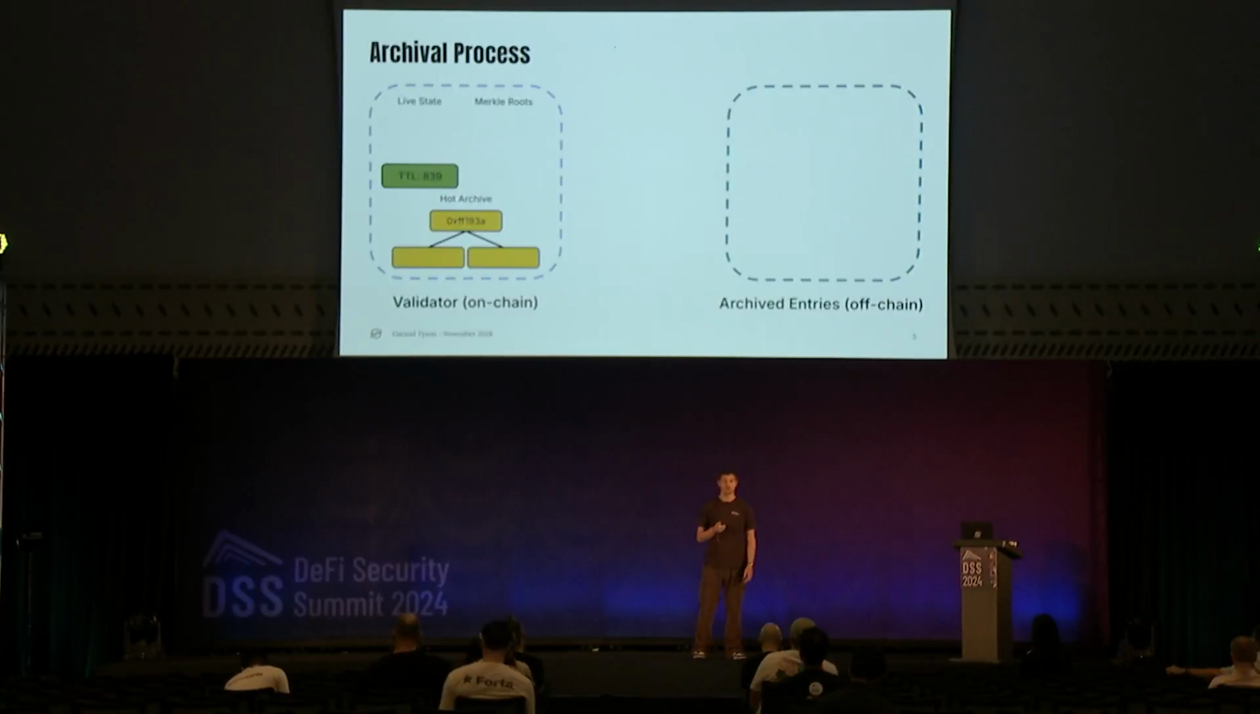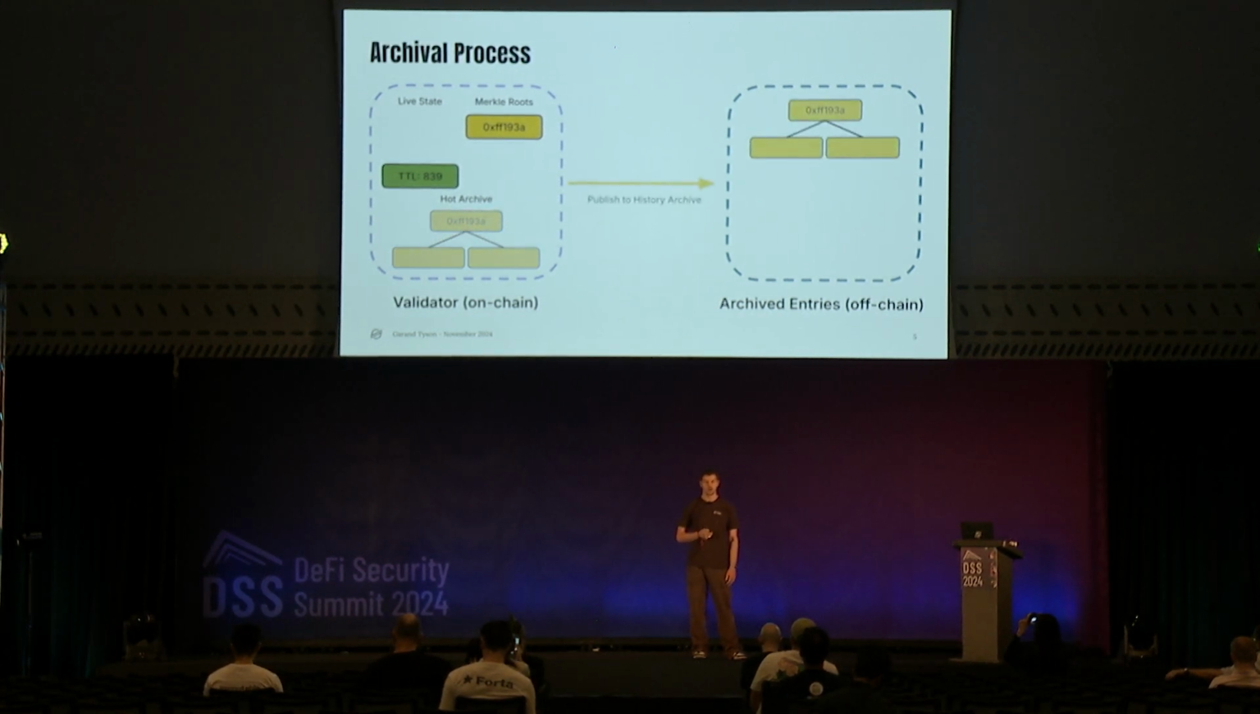Some more time will pass, another entry will become archived, be removed from the live state, and added to this hot archive. Now at this point, the hot archive is considered full. And so what we're going to do is persist just the Merkle root of that tree, and then delete the rest of that Merkle trie, and now publish it to the off-chain archive database. And so what we're left with is a validator that only maintains the Merkle root of this archive trie, but not the actual archive state.